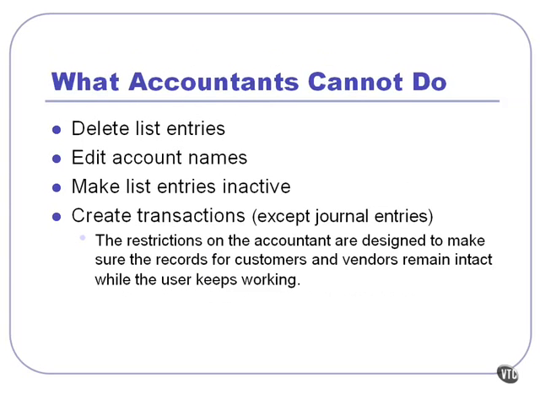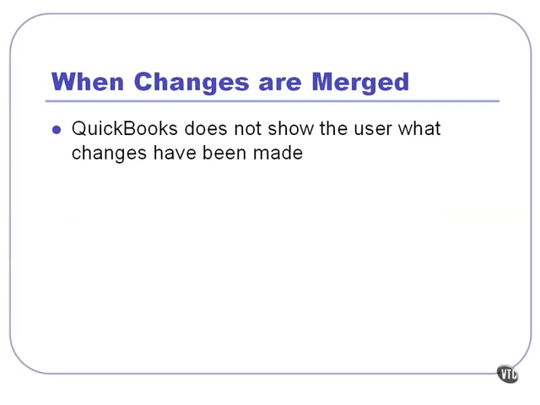My accountant will have some restrictions also. My accountant cannot delete the list entries, nor edit the account names, nor can my accountant make anything inactive. Truthfully, my accountant is limited to just creating journal entries. These restrictions are in place to make sure that I can continue working while my accountant is making changes in the background. When my accountant is finished, I'll receive back a file and merge them together.